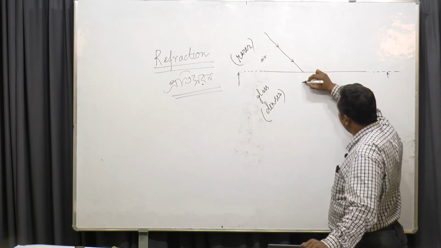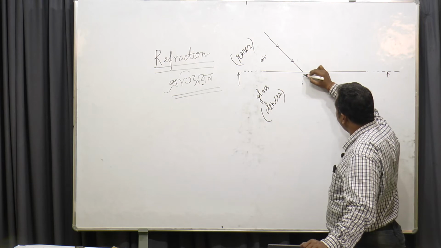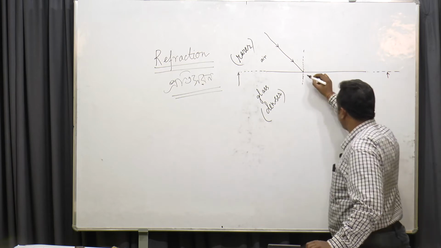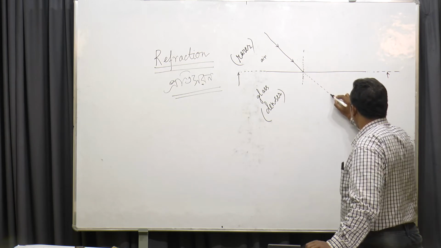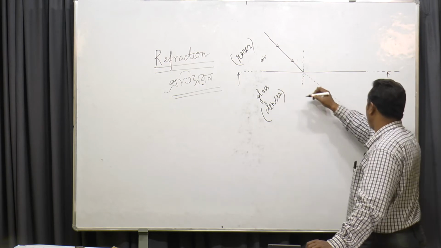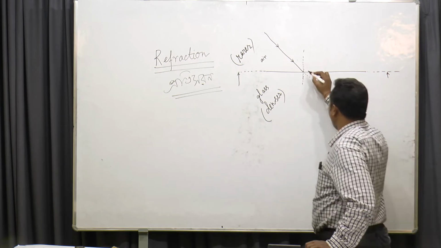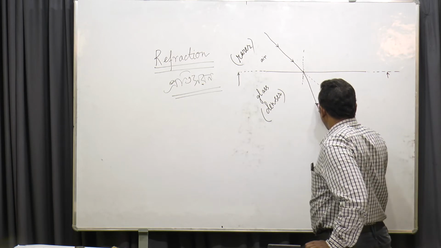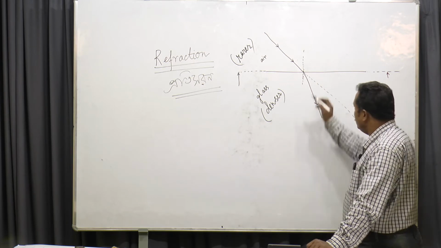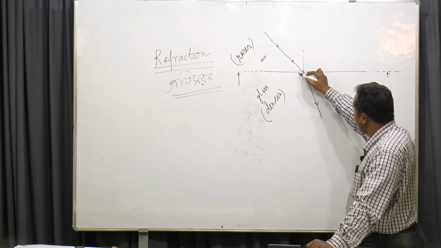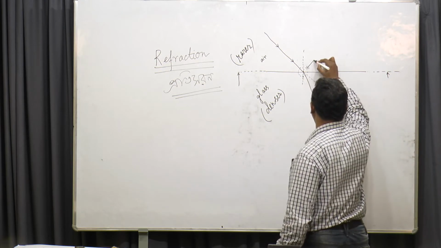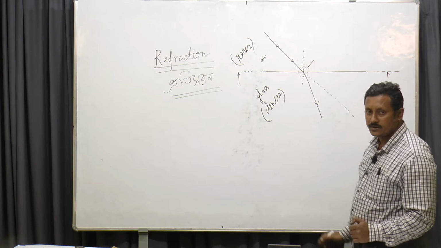So I take a normal being drawn at the interface where this... now it should have come in this way. If the medium glass is not there, the ray should have come in the dotted line. Now as the glass is there, it will bend in this way. Okay, this bending, you see the bending is done at the interface. That bending is called the refraction.